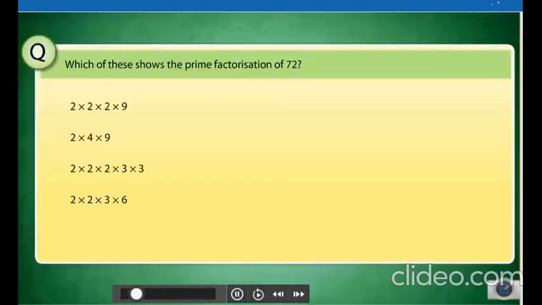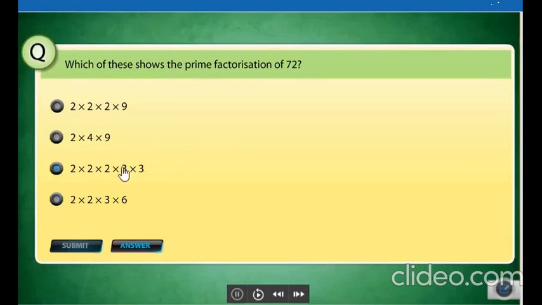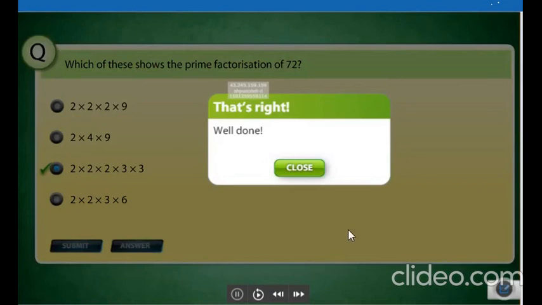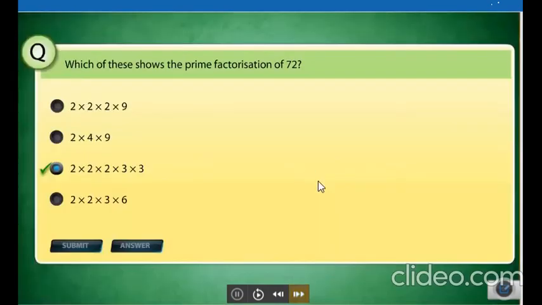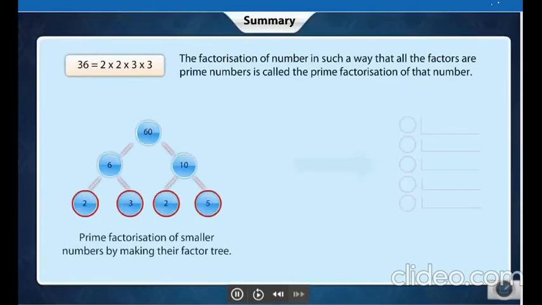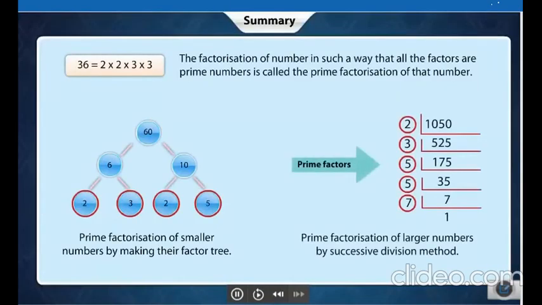Which of these shows the prime factorization of 72? Select the correct option, then click Submit. Well done! You have correctly found the prime factorization of 72. Let's summarize what we have learned so far.